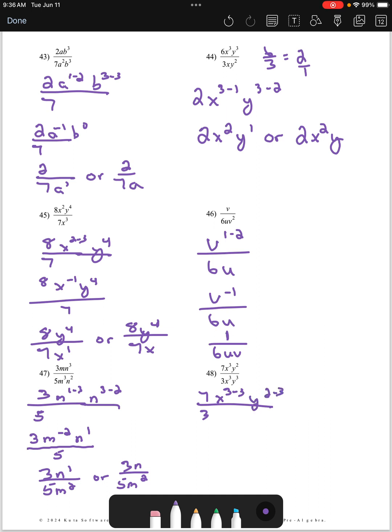Finally, for number 48, 7 and 3 cannot simplify. For our x's, we're going to do 3 minus 3. For our y's, we're going to do 2 minus 3. That gets us 7x to the 0, y to the -1 over 3. 7 is fine. The x to the 0 is a 1, so we don't need it. It's gone. The y has to drop down and join the 3 because of its negative exponent. As always, I don't particularly care if you write 7 over 3y to the first or 7 over 3y. They are the exact same.